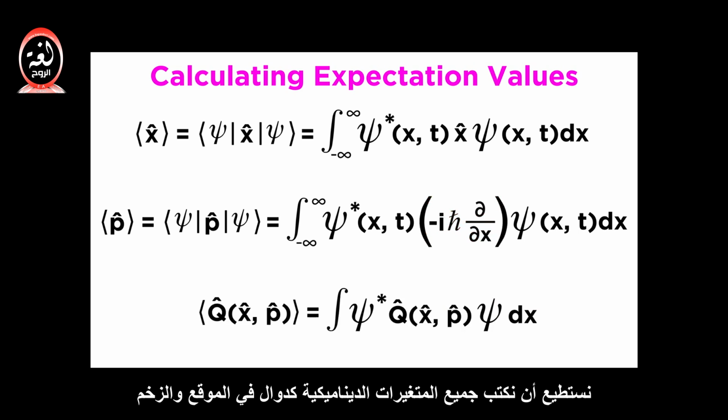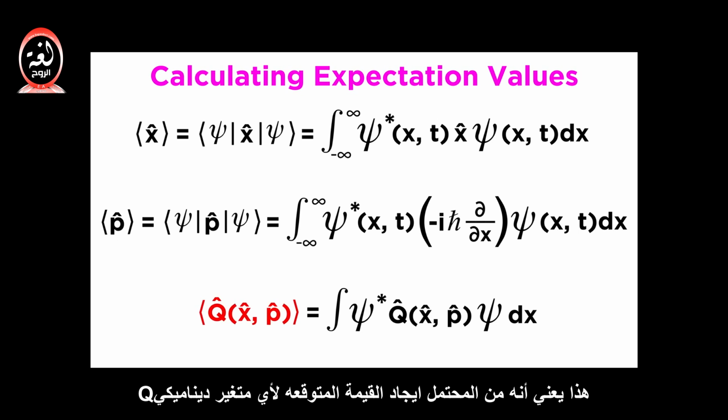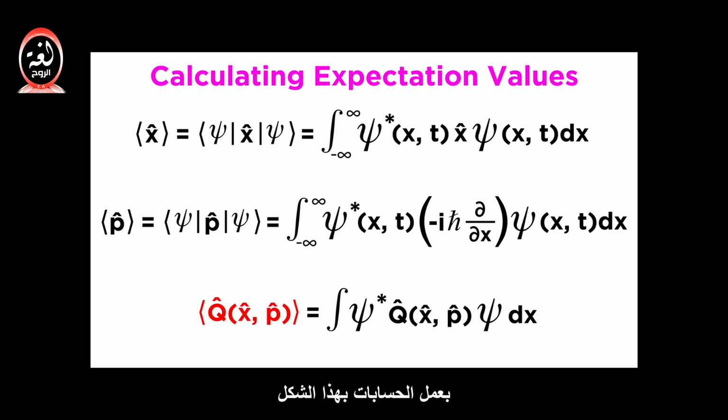This applies in a broader context as well. We can write all dynamical variables as functions of position and momentum. This means that it is possible to find the expectation value of any dynamical variable Q by calculating it this way, with the expectation value of Q of x and p being equal to this expression.